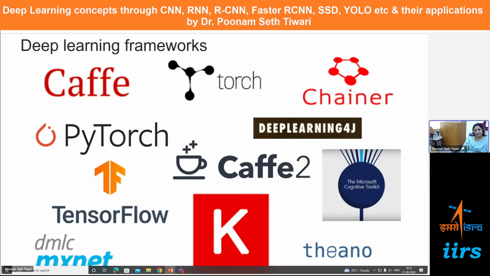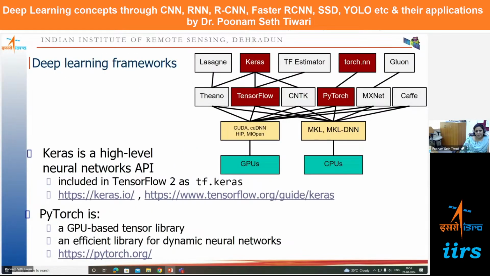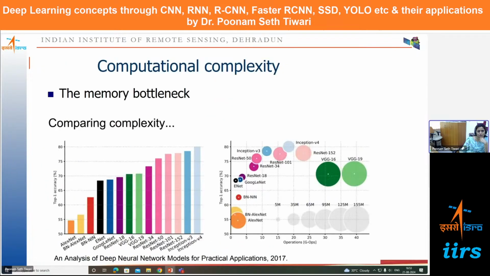These are different deep learning frameworks which you can use: TensorFlow, PyTorch, then Caffe, and Keras, which is a high level neural network API included in TensorFlow. And PyTorch is a GPU based tensor library. So these are also ones that you can use.